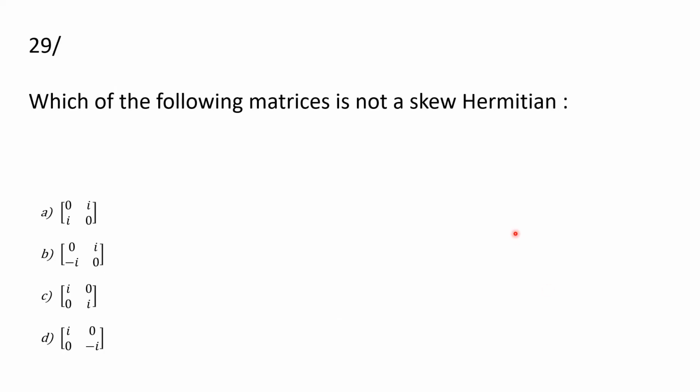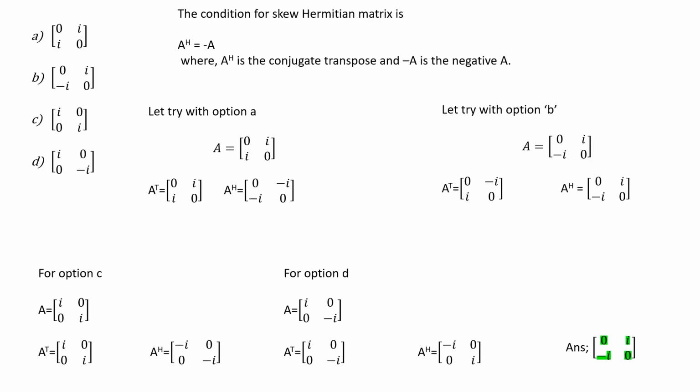Then here is the next question, which is which of the following matrices is not a skew Hermitian? Actually it has been given in the question as which is skew Hermitian, but three options are right and one option is wrong, so I am writing it as not a skew Hermitian. We know that the condition for skew Hermitian matrices is A Hermitian is equal to minus A. It must satisfy this condition to be skew Hermitian.